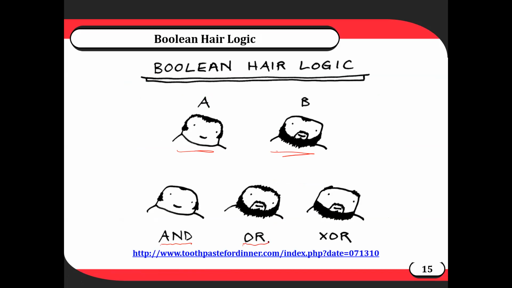If we OR them together, then this character here has hair everywhere that A and B have hair. And if we do the exclusive OR, then we have hair only where either A or B has it, but not both. So that's a nice little cartoon, another way to think of it.